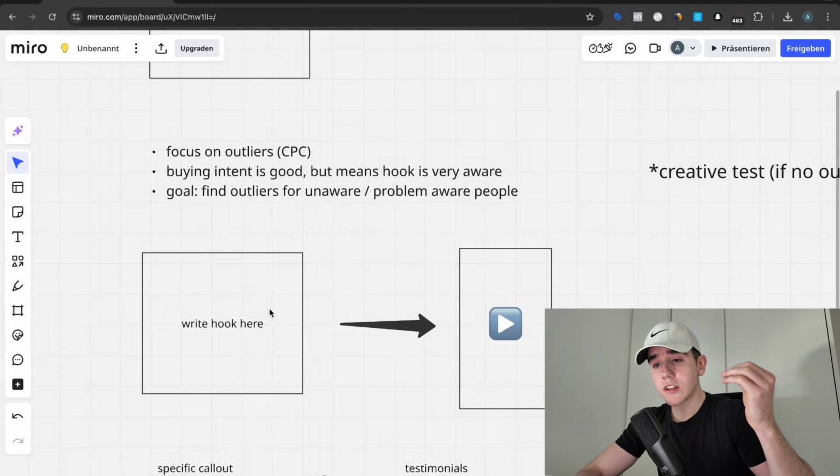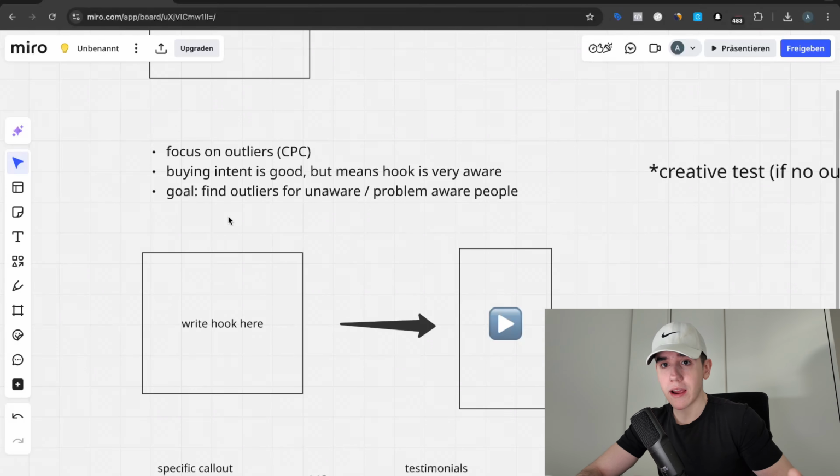Okay, so we're just going to take our winning hooks, our outliers here, ideally the ones which don't have buying intent, because that means they're speaking to a little bit more unaware people, which is a great thing. And then what you do is you turn it into a video ad. So let's say you source some content, right? Let's say you get some UGC or just rip content, honestly, in the beginning. It doesn't really matter. Point is, you put your hook in there in different styles.